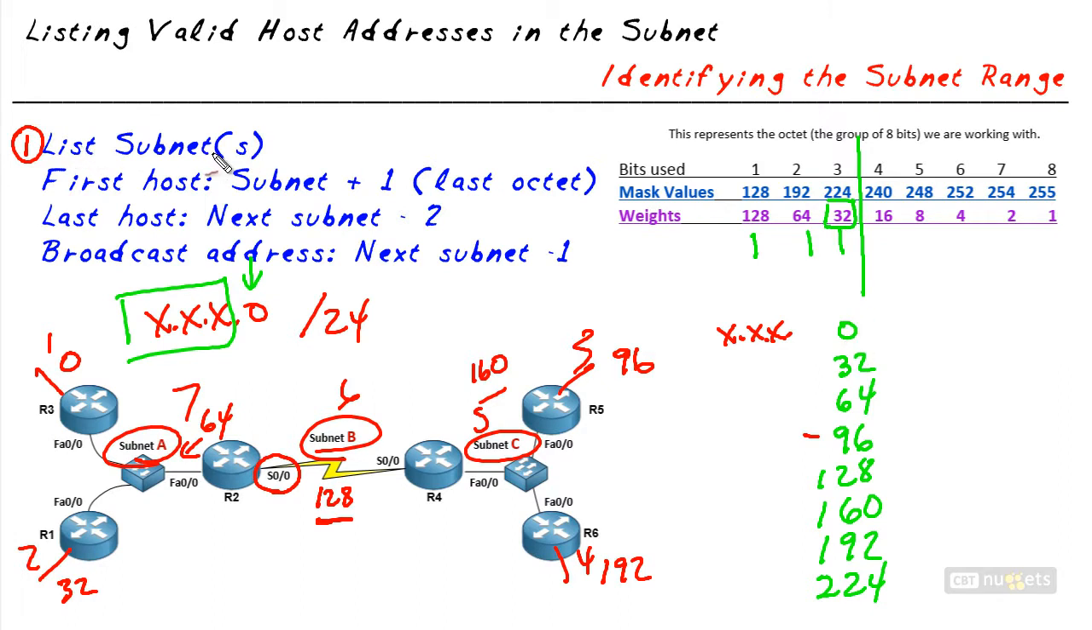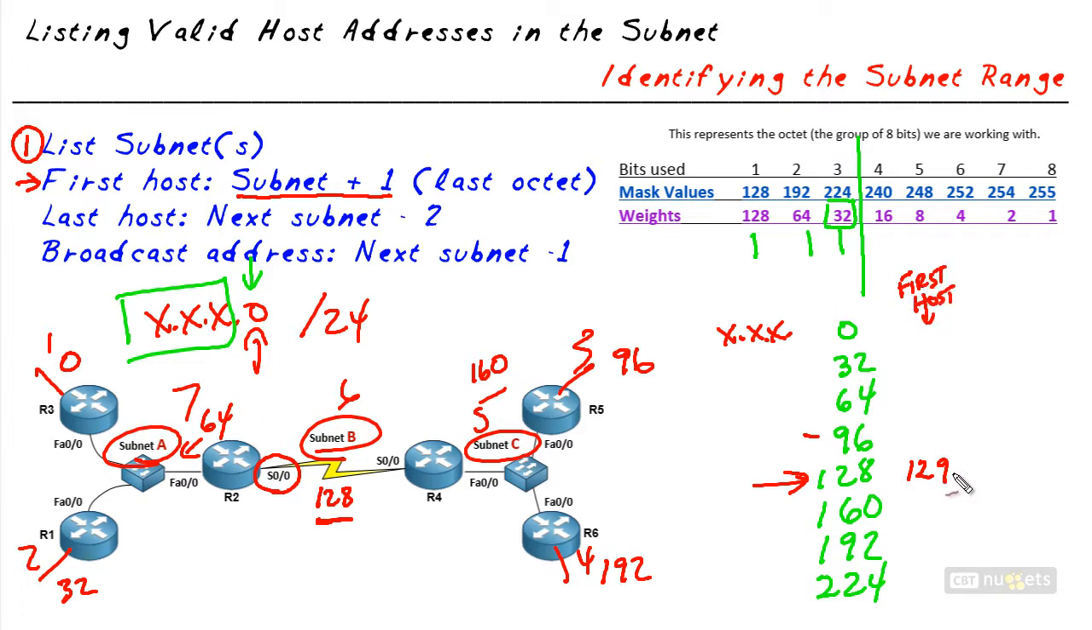Once we have the subnets listed and we're interested, for example, in the range, let's go ahead and take subnet 128 as an example. The very first host, the first valid host IP address on a subnet, is going to be that subnet plus 1 in the very last octet. Now in this case, we're already in the very last octet right here. So for the 128 subnet, the very first host is going to be 129. So I'll call this column right here first host.